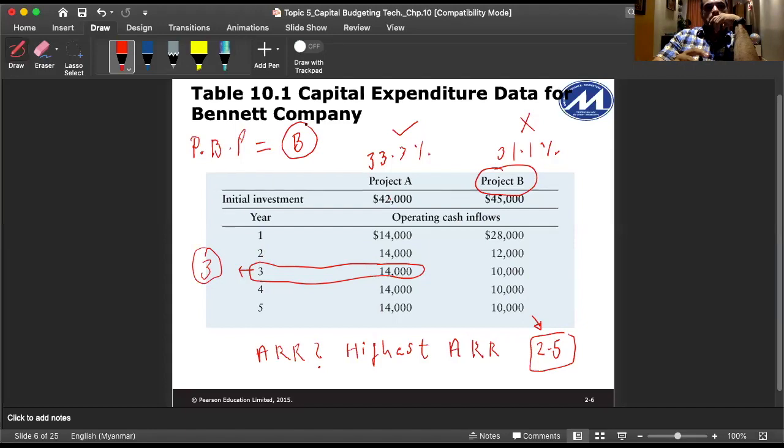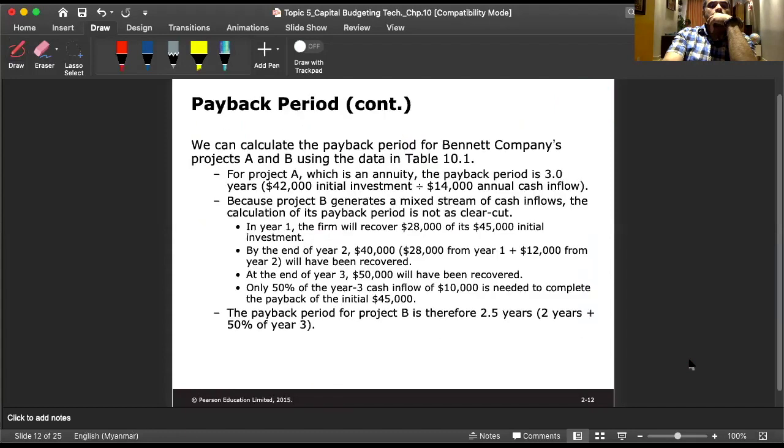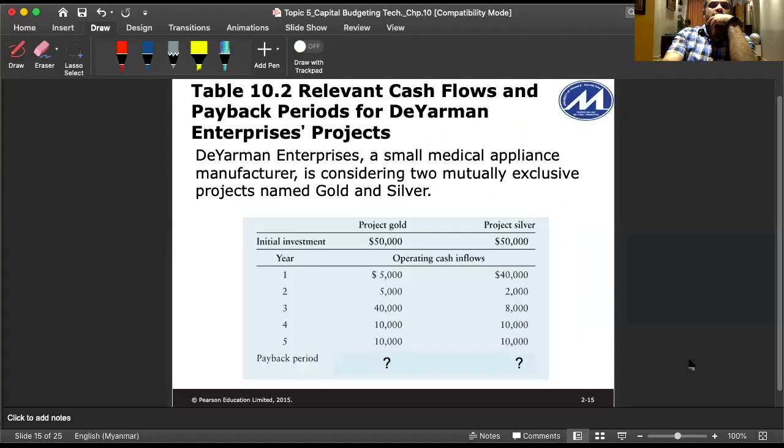Is it okay? Everybody is okay with this question? So let's move on to next. Here is your next question. So you have two projects, Project Gold and Project Silver. So now you have to calculate payback period for both projects and tell me which project we should select.